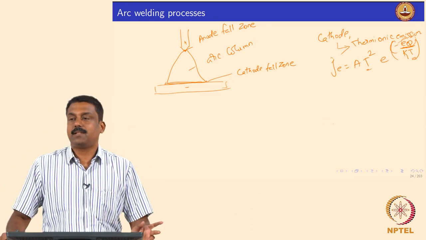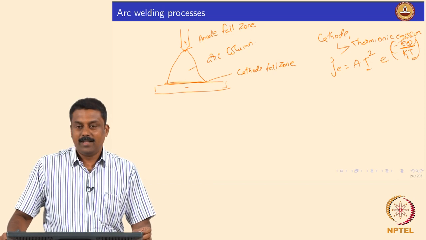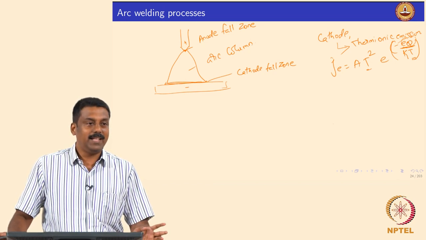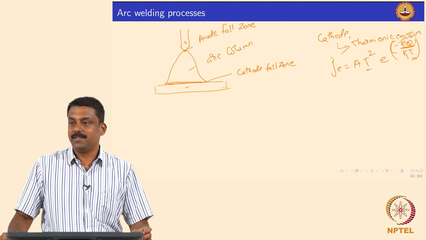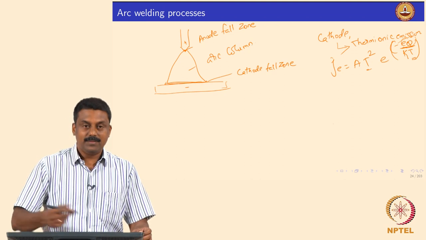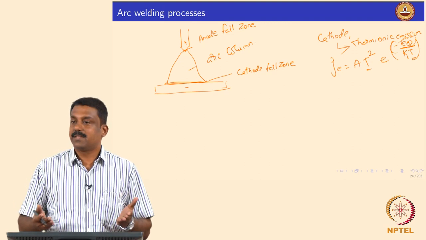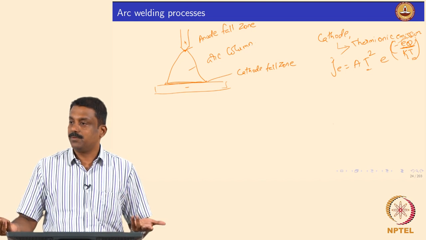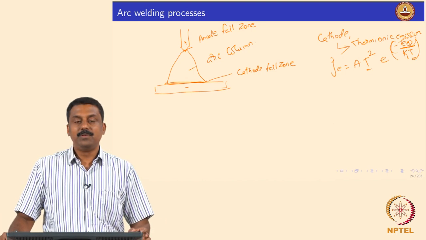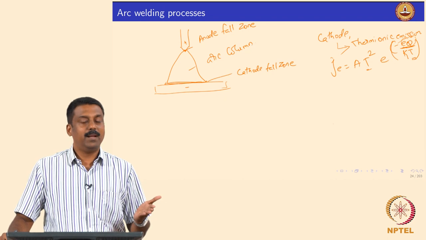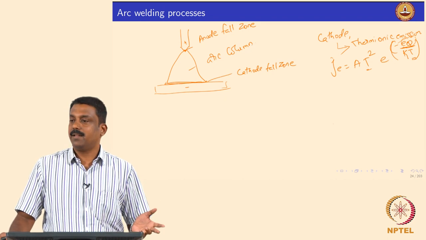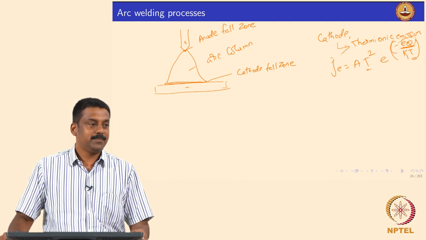So, we just touched upon the arc column. The arc column is electrically neutral, in general. Therefore, the voltage gradient is not as steep as in the anode or cathode fall zone. Why do we say it is electrically neutral? Because the number density of the electrons and ions is more or less equal.